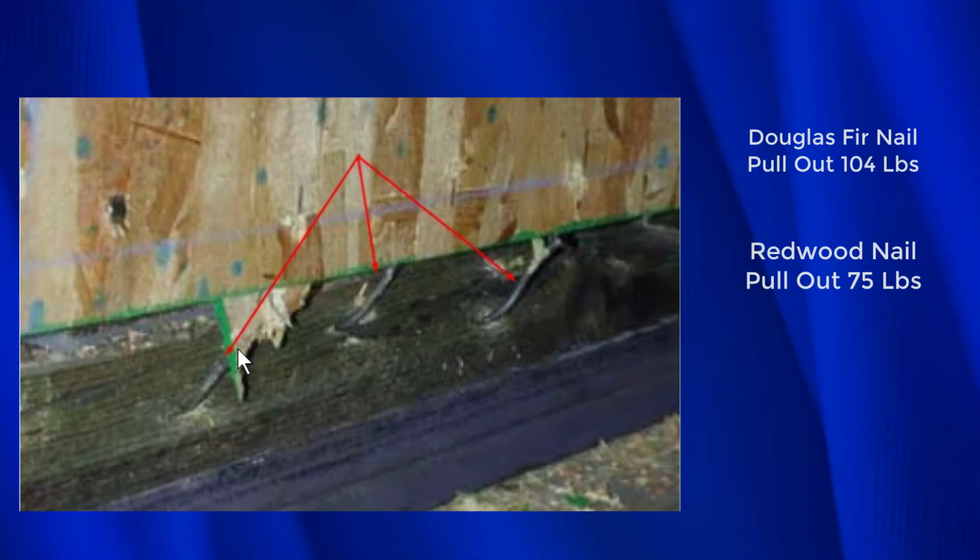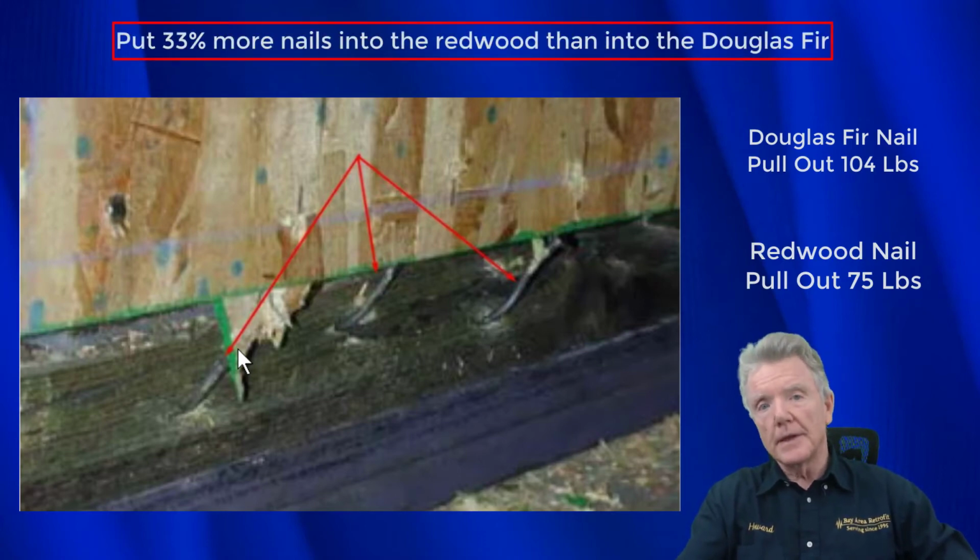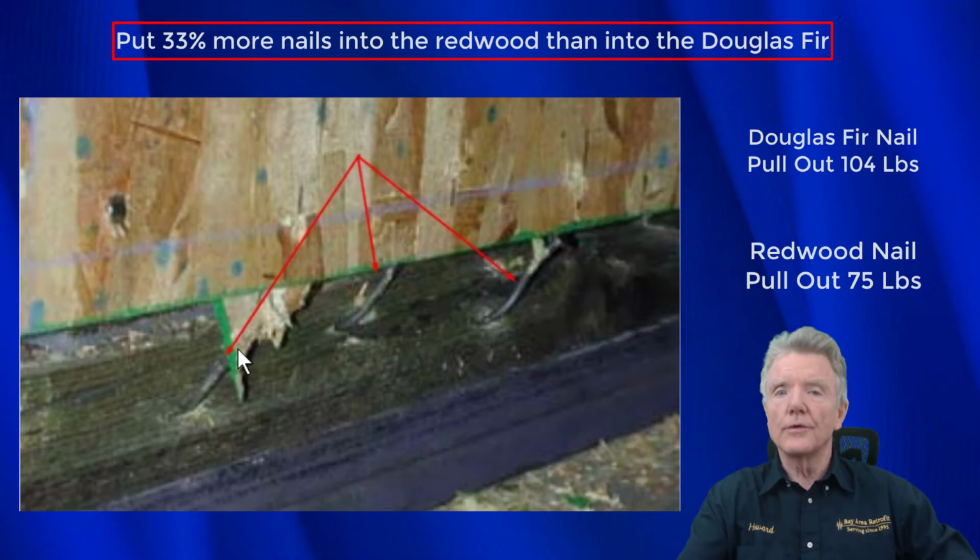So for that reason, whenever you're nailing a shear wall into a redwood mud sill, you should always tighten up the nailing so that the withdrawal strength is equal to what you have in the Douglas fir, if you really want the shear wall to perform as intended. Remember, you're only as strong as your weakest link. So if you have redwood in the entire assembly, that redwood will fail before everything else does, so you want to make sure it's good and strong.